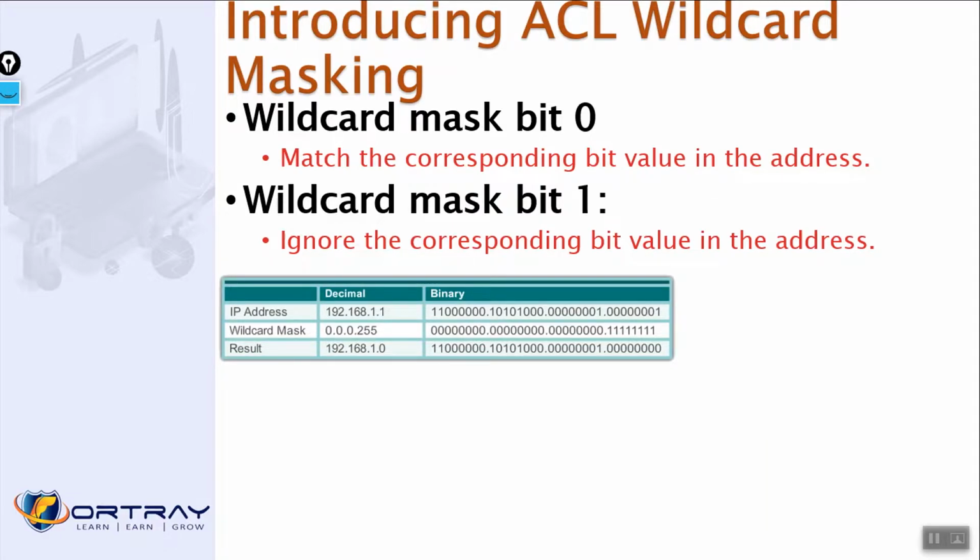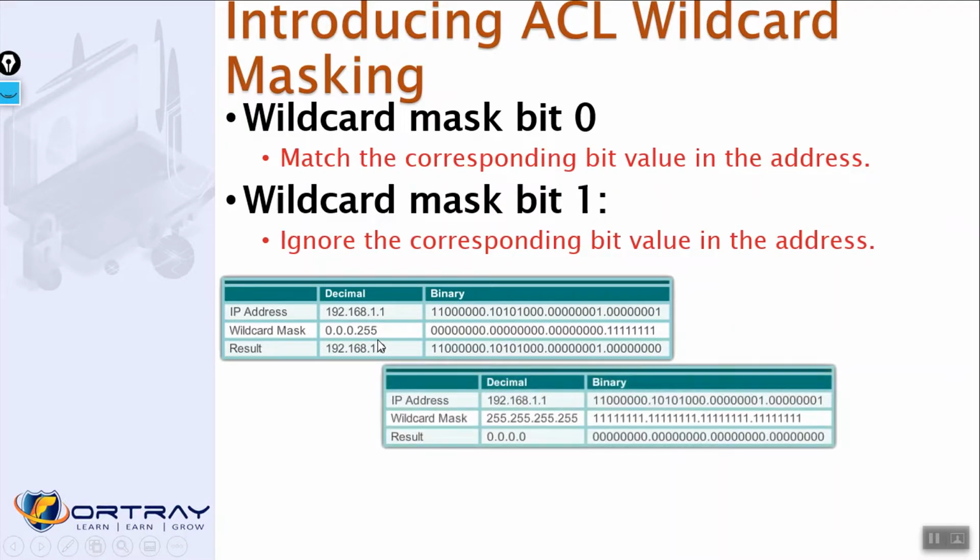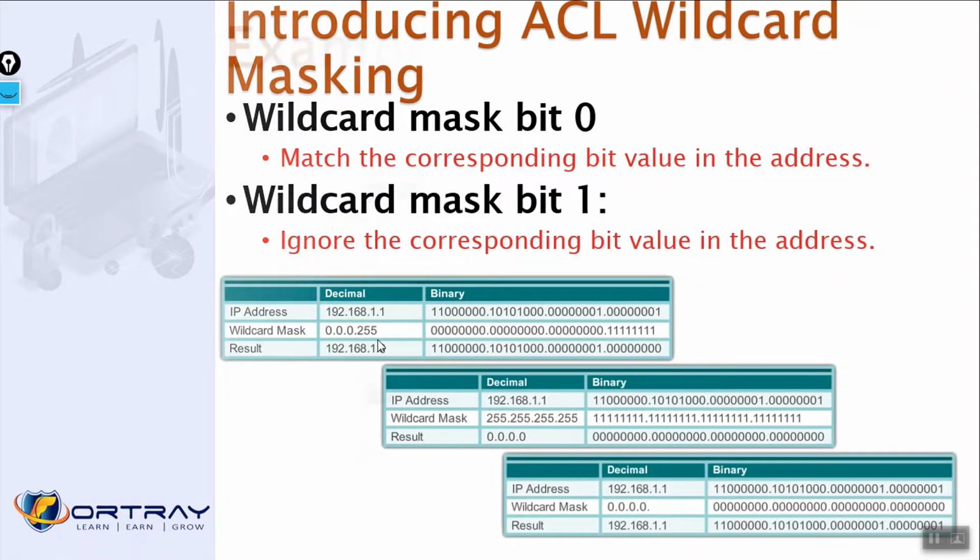Okay, the wildcard mask is also used in OSPF as well. Keep in mind the wildcard mask is the reverse of the subnet mask. With a wildcard mask, a zero means match the corresponding bit value in the address, and a one means ignore the corresponding bit in the address.